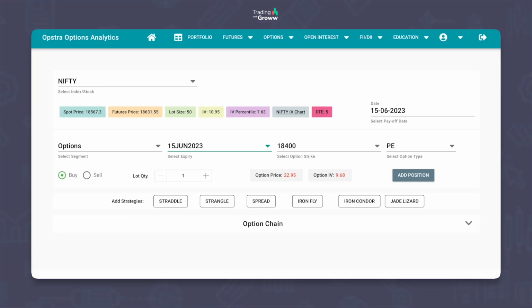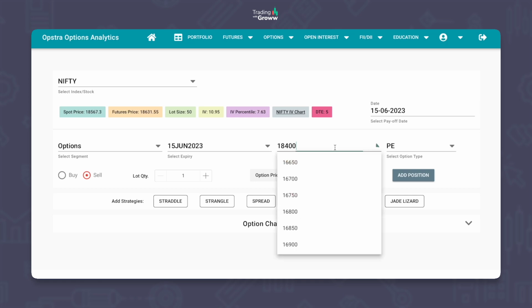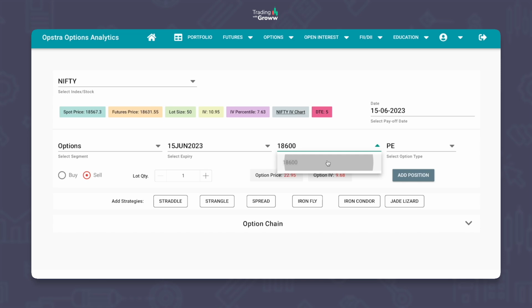So let me explain how you can use a hedge to control the overall loss if you are trading a short straddle system. Let's consider you are doing a short straddle system, which is I'm shorting the at the money call option and at the money put option. Currently the at the money strike is 18,600. So I'm going to short the 18,600 call and the 18,600 put.